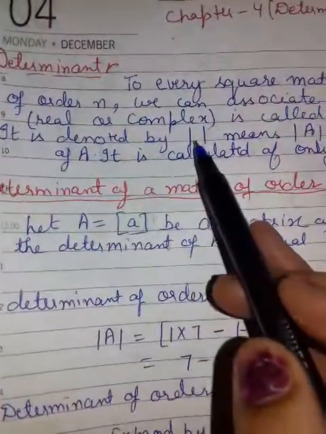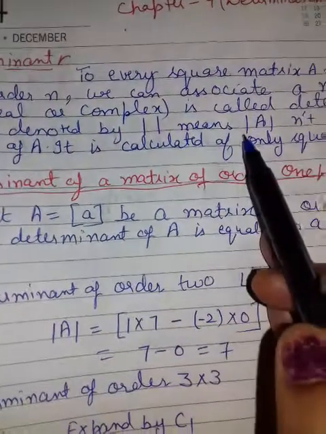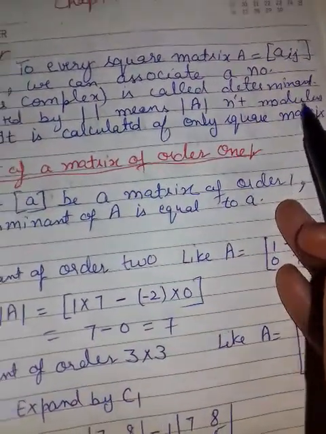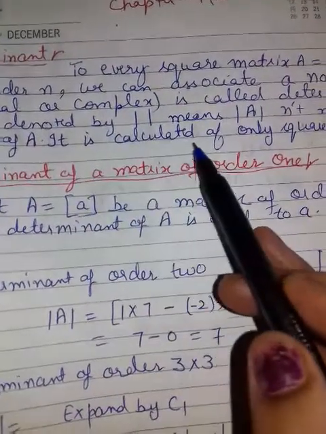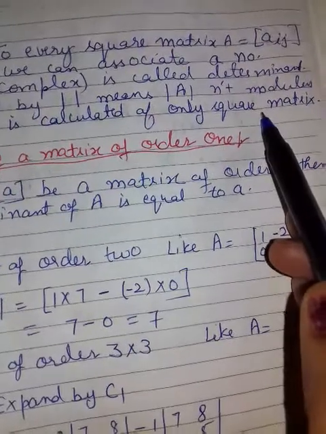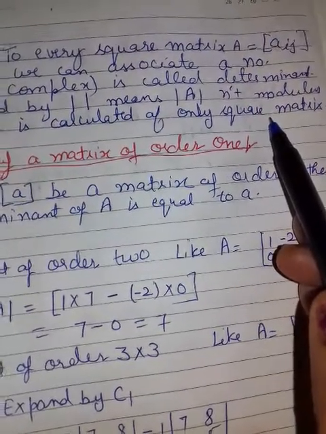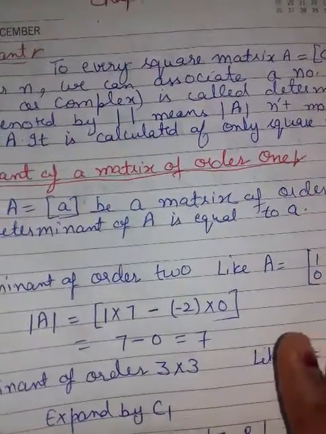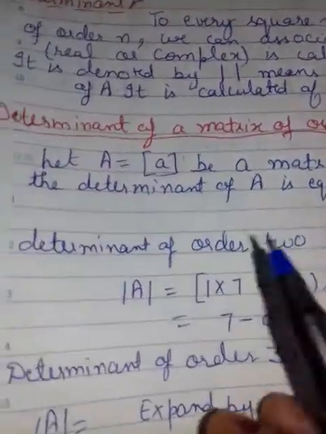It is denoted by this bracket. Means determinant of A. It is not the modulus of A. It is calculated of only square matrix. You know what is square matrix, where number of rows is equal to number of columns. Now we will see how we will find determinant.